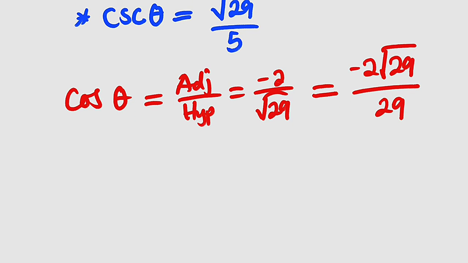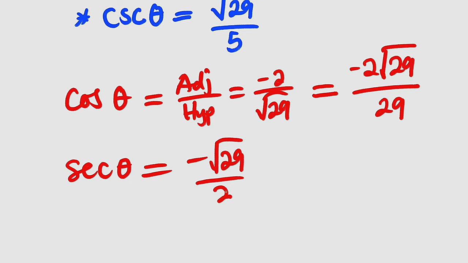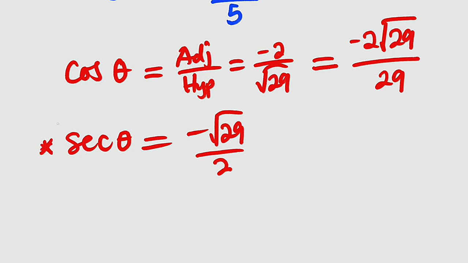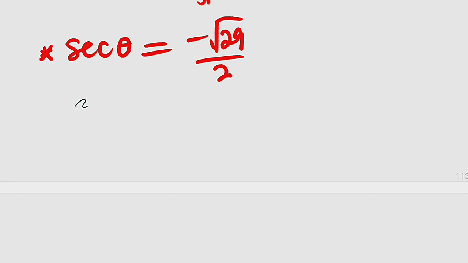Right? Then its reciprocal is secant theta. All you have to do is to flip it, right? It becomes negative square root of 29 divided by 2. These are the first 4. Then the last 2, we have tangent.